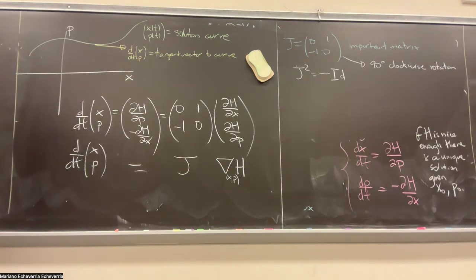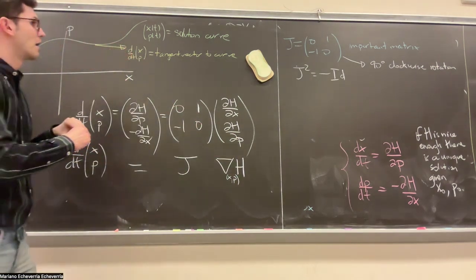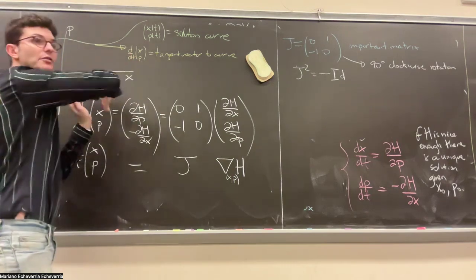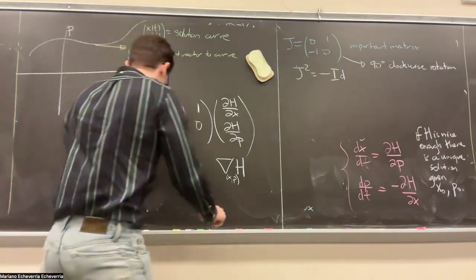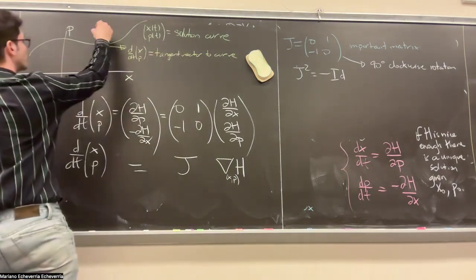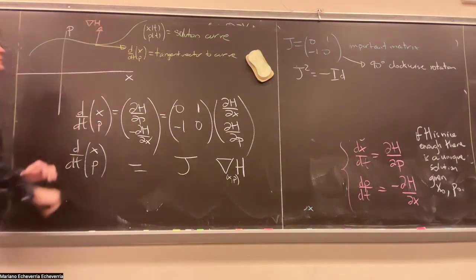So what this is saying is that if you think of the gradient as a vector field on the phase space, the tangent vector is a 90-degree rotation of the gradient. So you take the gradient, so in this picture, that means that the gradient had to go somewhere like this, right?